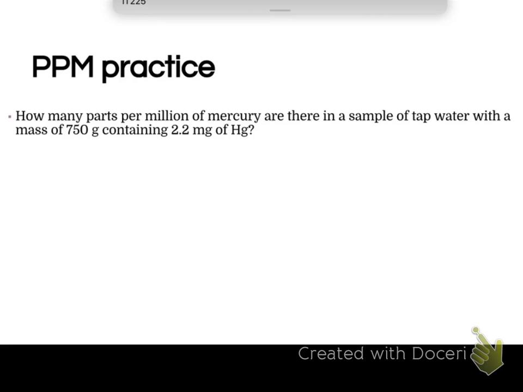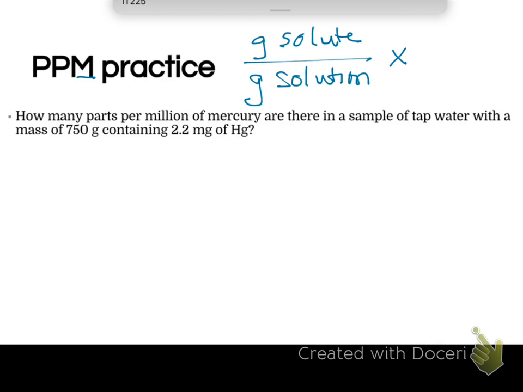Okay, so parts per million, ppm. That was grams of solute per gram of solution, again, times a million, parts per million. So a million is 10 to the 6. Parts per billion would be very similar, but 10 to the 9. So that's something to remember.